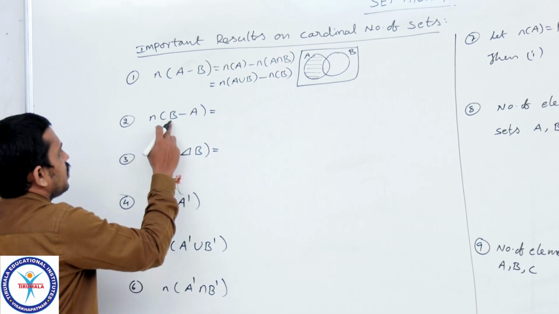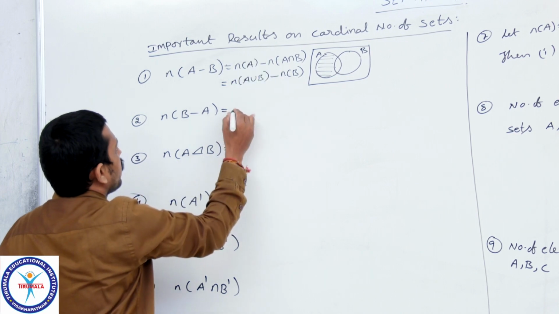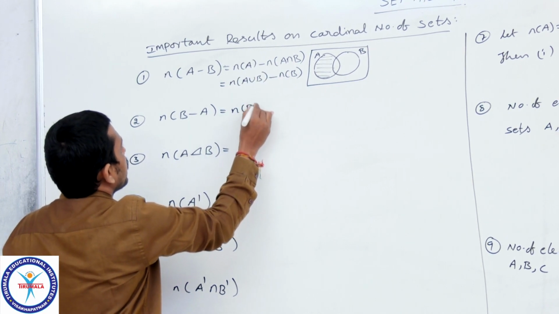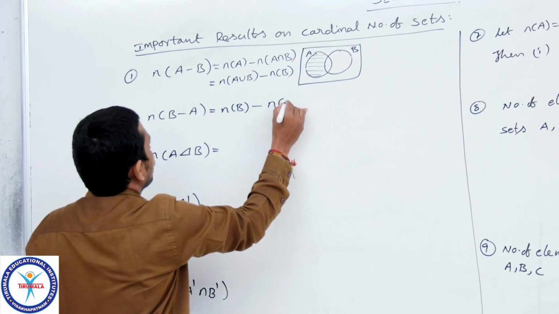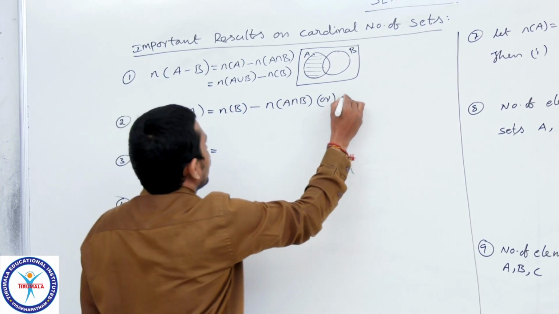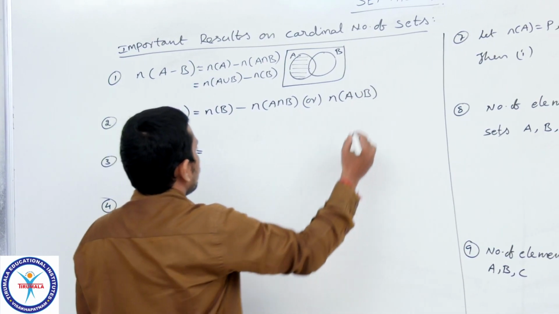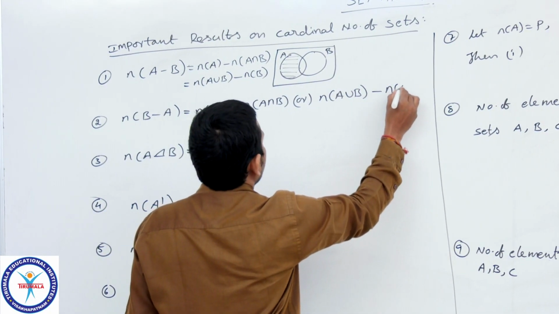Now, what is the number of elements in B minus A? This is the same as above. So, n of B minus the number of elements in A intersection B, or we can also write it as the number of elements in A union B minus n of A.